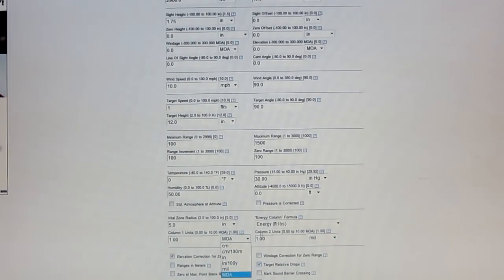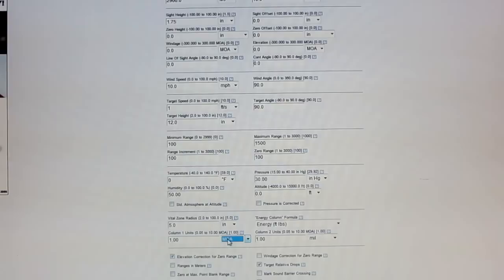If you're using a milliradian scope, where the turrets are in mils, then you could just go ahead and do straight mils across. You could put mils here, and everything will be in mils, so you don't have data screwing up. But for this particular scope, it's a mixed optic.